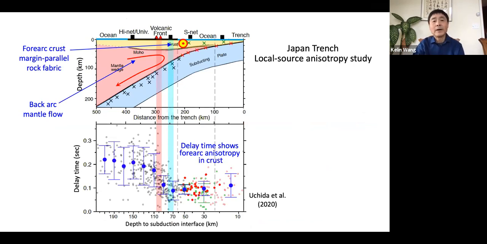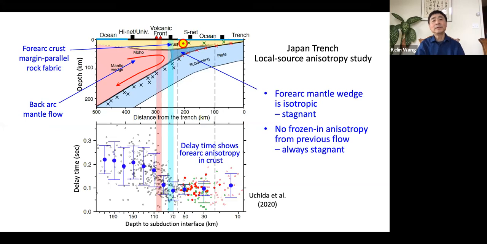So what about the Forearc Mantle Wedge here? And the result shows there is no anisotropy. The Forearc Mantle Wedge is isotropic, so that is evidence that it is not involved in the mantle wedge flow as the rest of the mantle wedge. It also shows there's really no frozen-in anisotropy from any previous flow. And that seems to indicate the Forearc Mantle Wedge has always been stagnant.